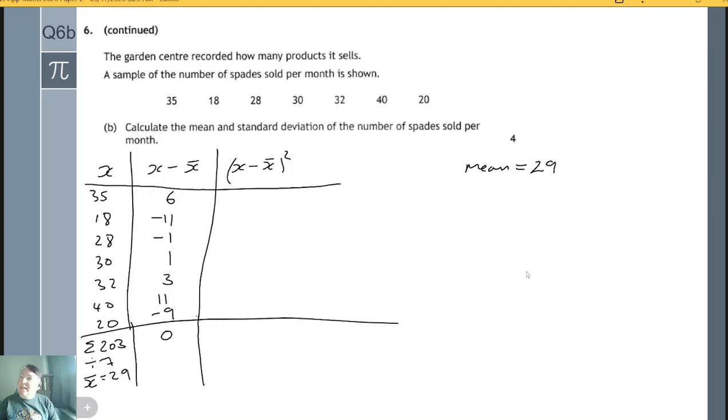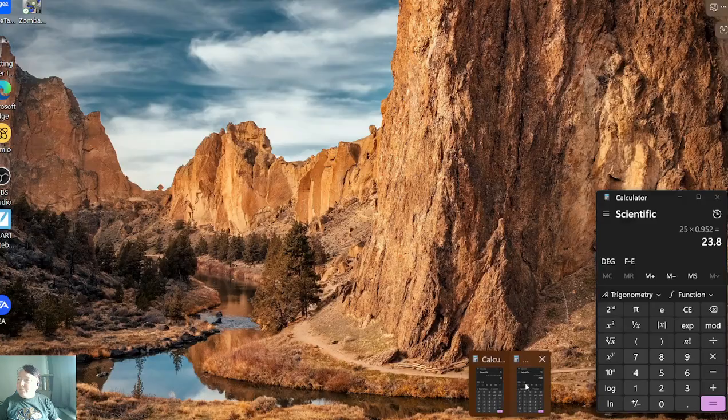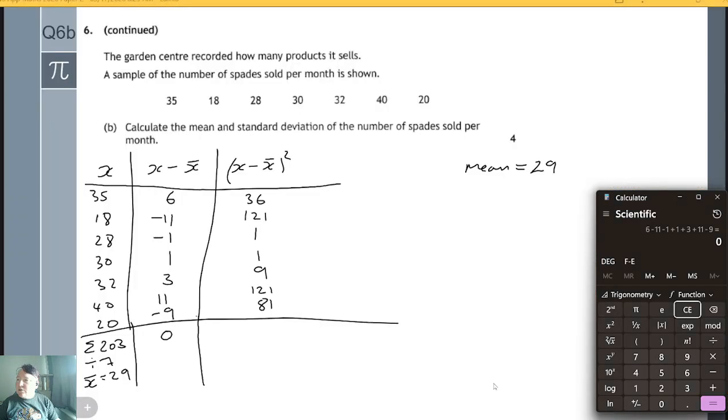Let's square everything. 6 squared is 36. Minus 11 squared is 121. Minus 1 squared is 1. 1 squared is 1. 3 squared is 9. 11 squared is 121. And 9 squared is 81. Let's add them all up. Perhaps I can use the one I wanted to use. Right. 36 plus 121 plus 1 plus 1 plus 9 plus 121 plus 81. 370.